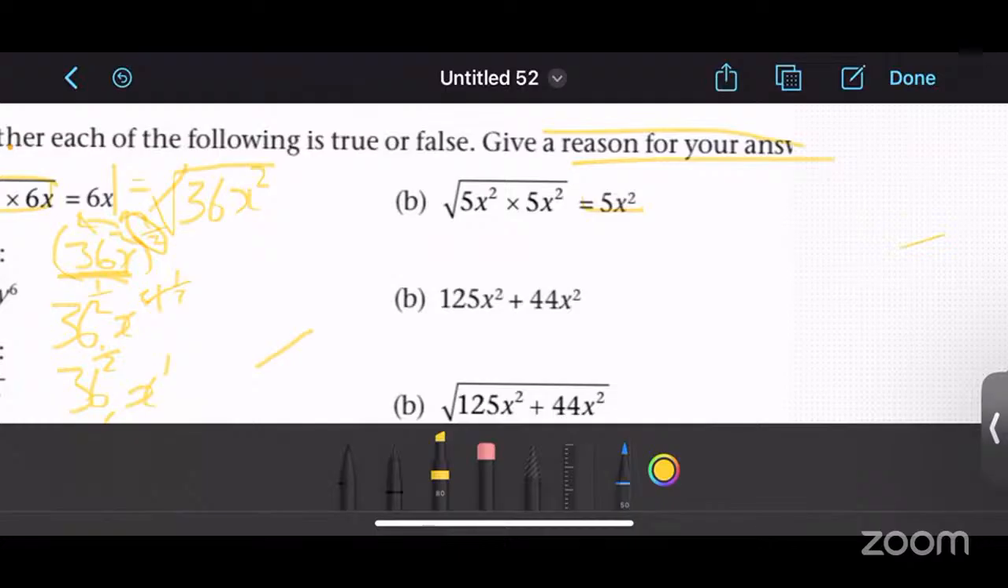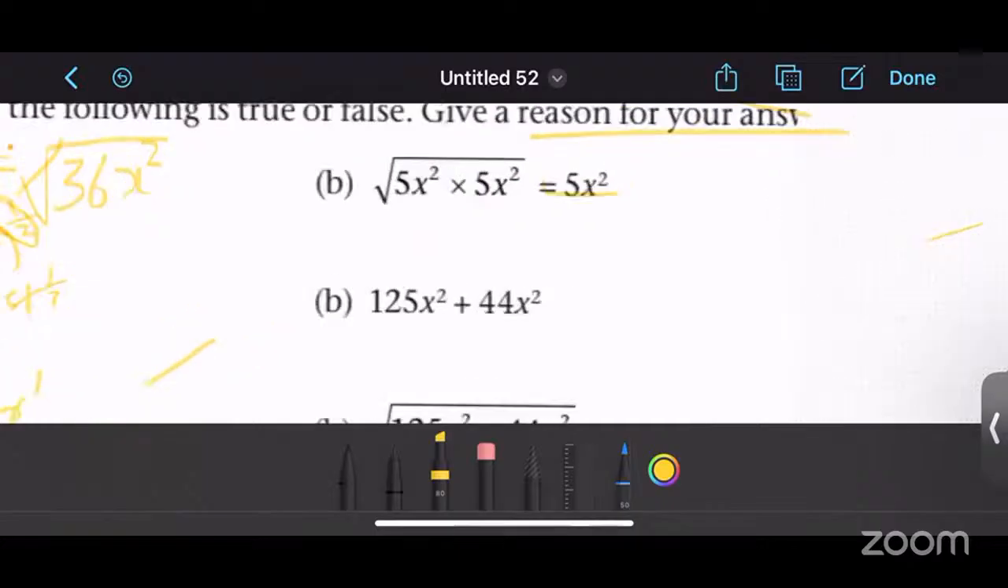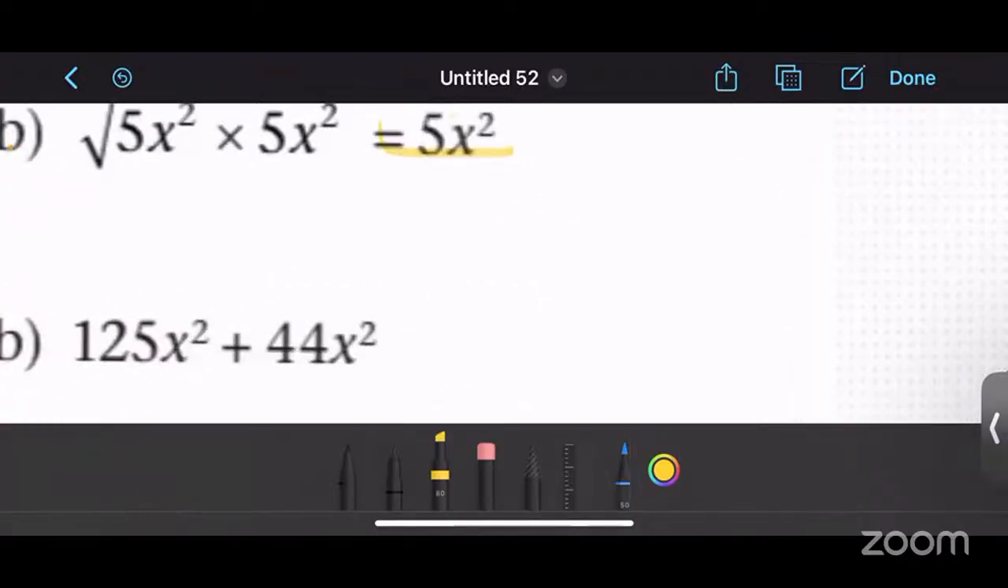Ma'am, I don't remember what you called it, ma'am. The sign that's covering, the square root, ma'am. Yes, ma'am. When you times the 5 and 5 together, ma'am, with the x to the power of 2, ma'am, the final answer will be 25x to the power of 4, ma'am. Then when you square root it, ma'am, the answer will be 25x to the power of 4, ma'am.